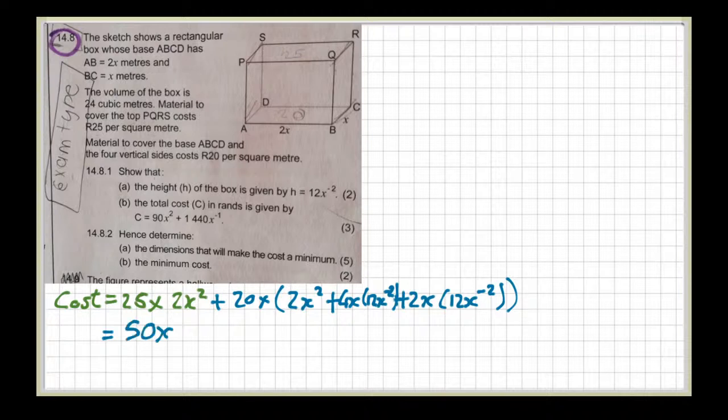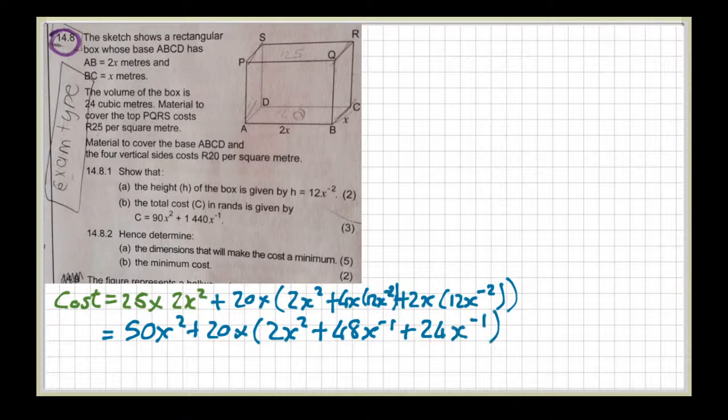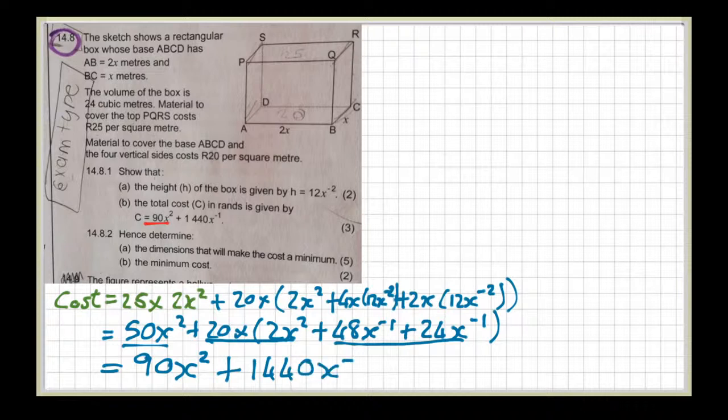50x squared plus 20 times 2x squared plus 48x to the negative 1 plus 24x to the negative 1. And if I now do my sums correctly, 50x squared plus 40x squared is 90x squared. I've got the 90x squared. Plus, now 20 times 72, if I combine those two, is 1440x to the negative 1.